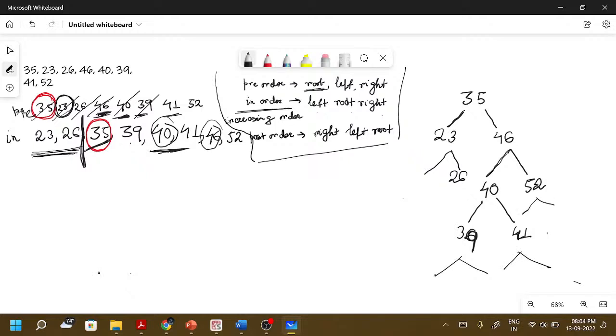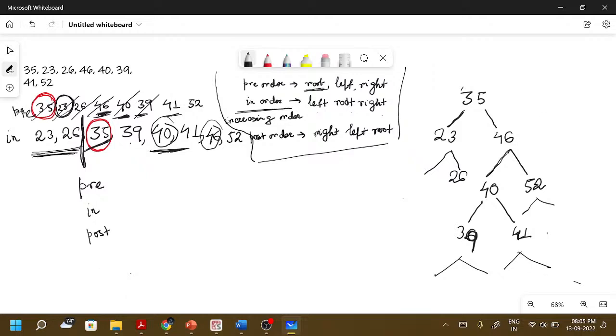Now you should traverse from left to right. Whenever you touch a number for the first time, that is the pre-order. Whenever you touch the number a second time while traversing, that will be the in-order. Whenever touching it the third time, it will be post-order. So we'll write it as pre, in, and post.